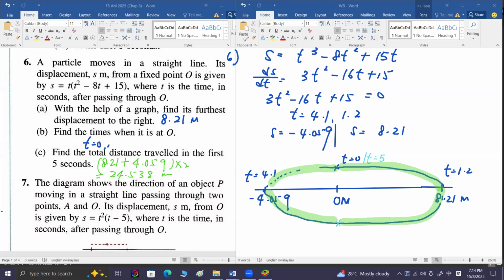I do this part when the question asks for the total distance traveled in the first 5 seconds. So I go starting point, t is 0, turning point for these two. Sometimes you get one turning point; here we got 2 turning points. And the ending point when t is 5. So now I want to go back to this part, section B. Is it okay, understand until here?